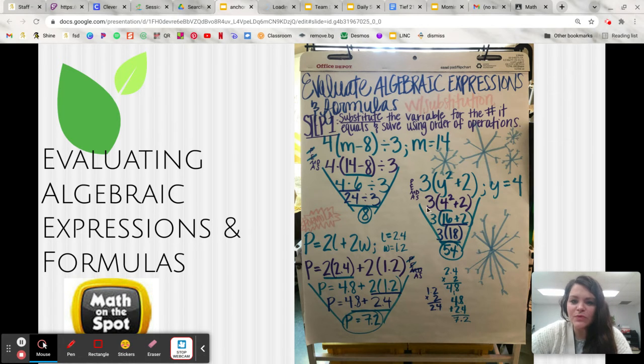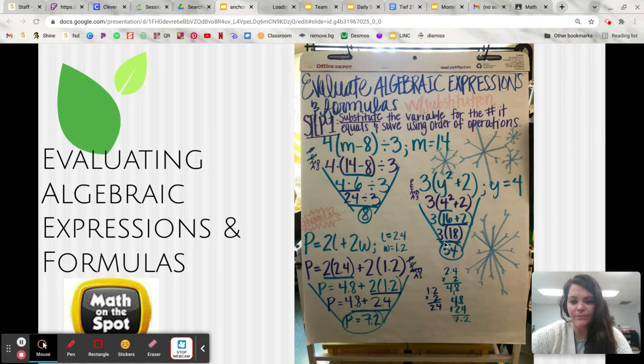Okay, so the next one over here is 3 times y squared plus 2, and then I have y equals 4. Just like the last one, I rewrite the problem, but instead of the y, I'm going to put in the 4: 3 times 4 squared plus 2. Then I write out my PEMDAS checklist and solve it. Don't forget to underline each step and drop down your answers. When you get your answer at the end, circle it and draw your V.